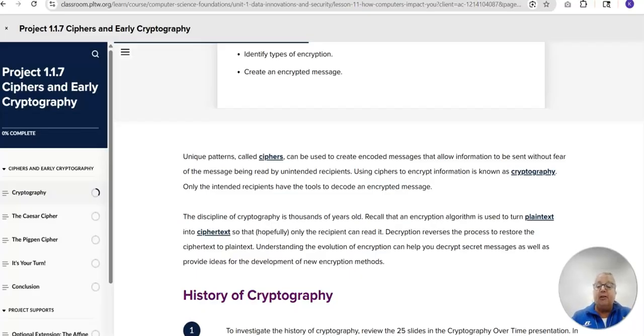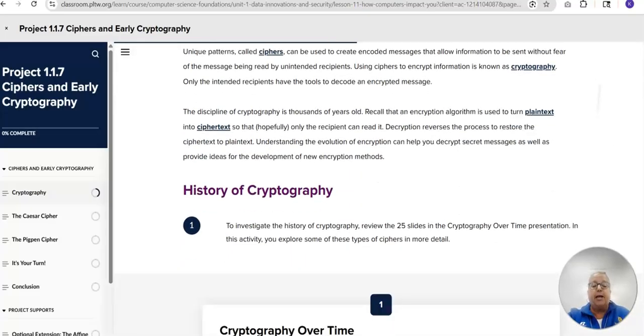So you can see here it says encryption algorithm is used to turn plain text into ciphertext. That way one recipient can read it from the other, but other people that look at it won't know what it means. It reverses the process then to restore the ciphertext to plain text. So you take a message you want to give and then you scramble it all up by some encryption method. You send it to the other person. If the other person knows the key, knows how to take it apart, then they put it back together to plain text, okay? So that's the idea.